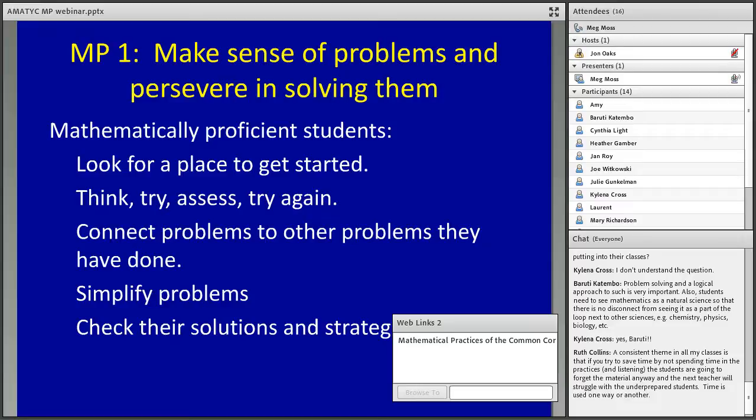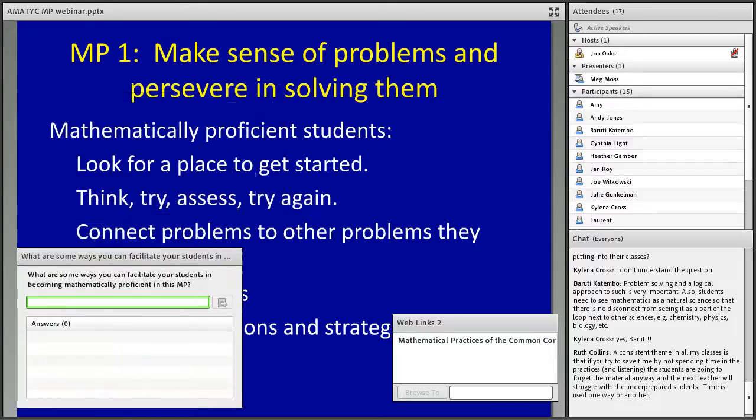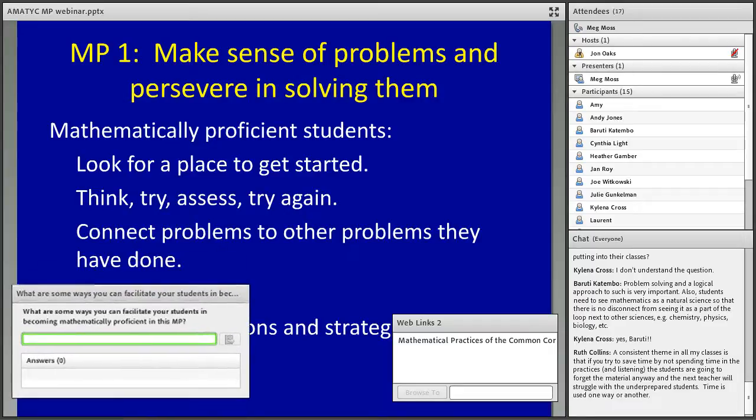So, what do you guys think? And John, can you pull over the other poll question? Yeah, that one. Can we move it to the corner so they can still see the slide? And so I'm wondering, what are some ways that you and I and all of us can facilitate our students in becoming mathematically proficient as related to this mathematical practice? I have some ideas I'll share with you, but I want to hear your ideas first.